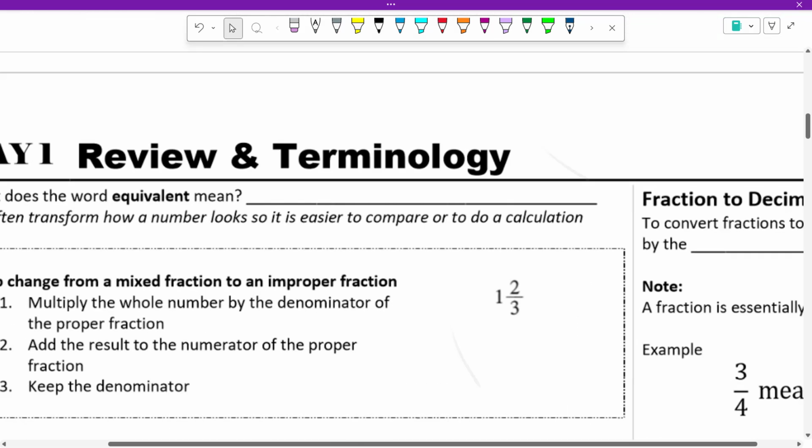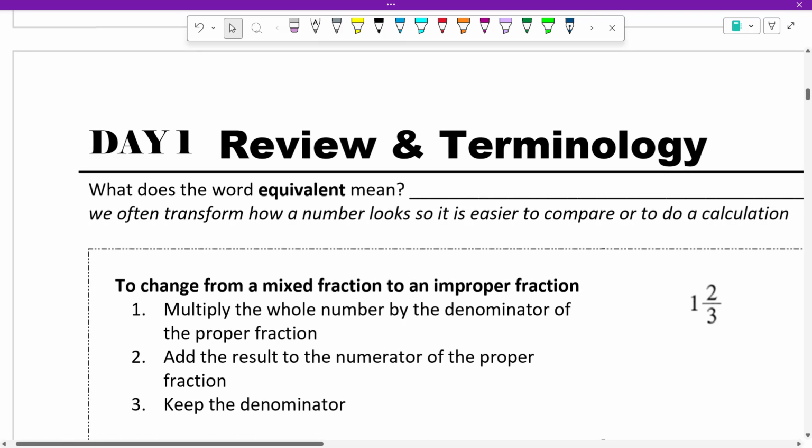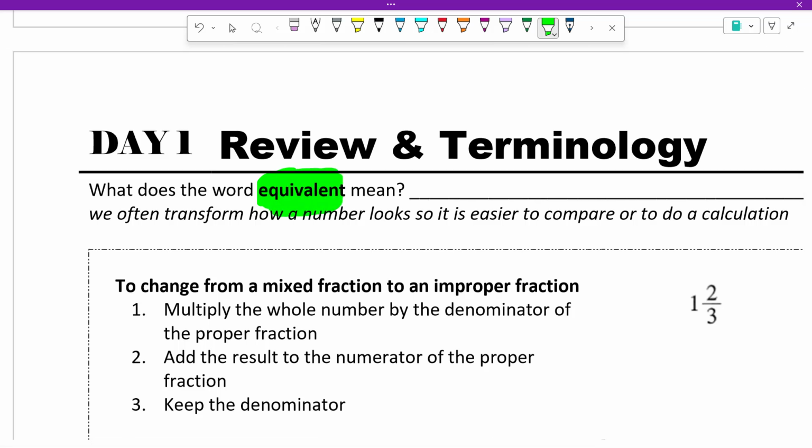All right. So today is just getting used to the vocabulary. It's about reviewing and terminology. The first word that I want to talk about today, because the main idea for today, is the word equivalent. Does anybody know what the word equivalent means? Isn't it like equal, the same percentage? You guys are using the right words. It has the word equal sort of in it.